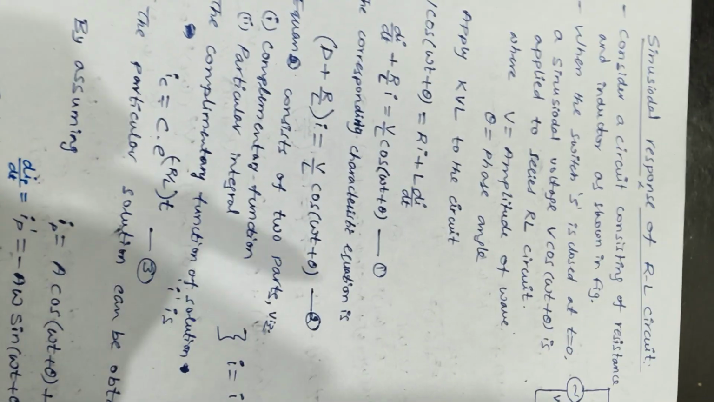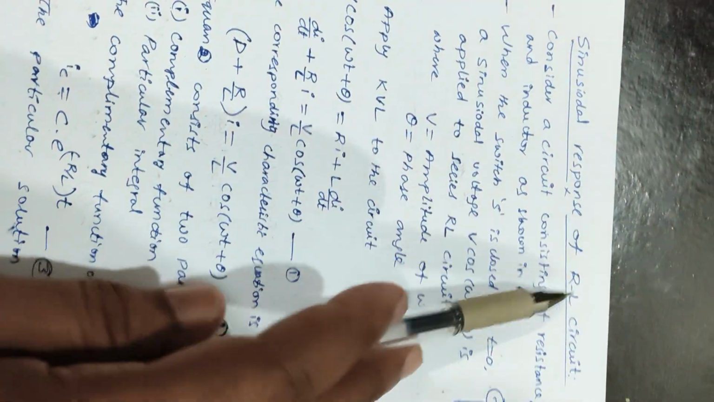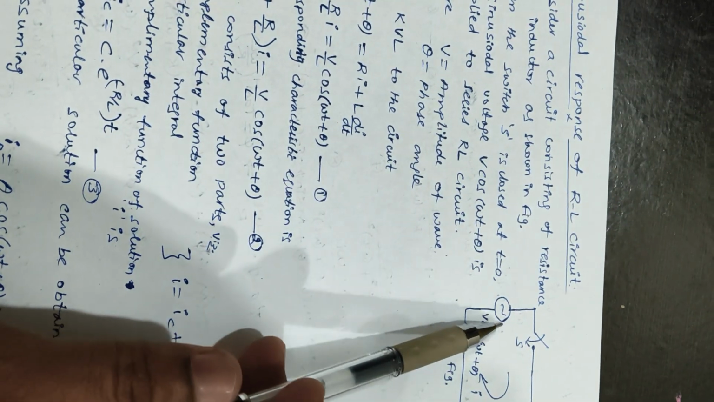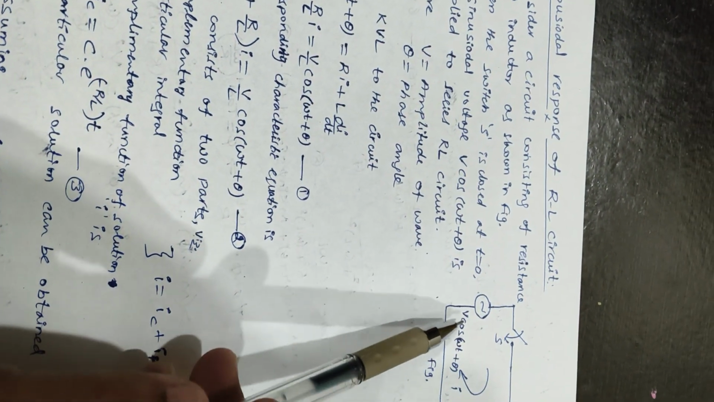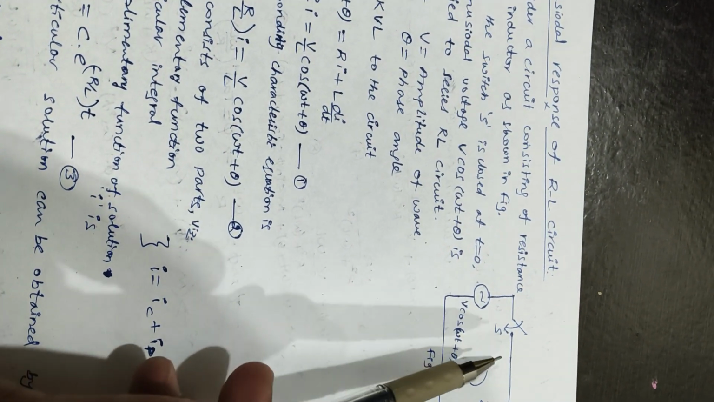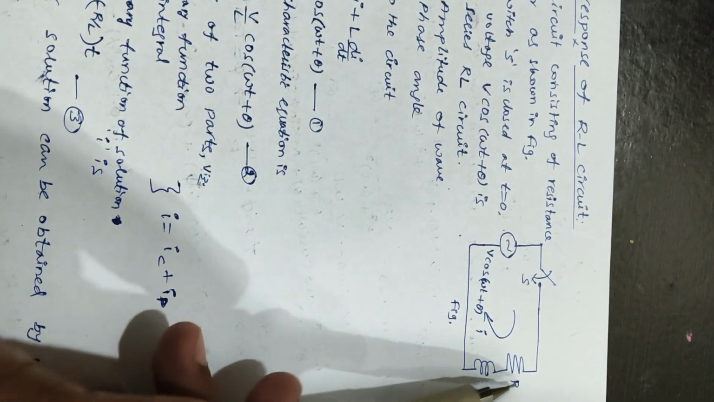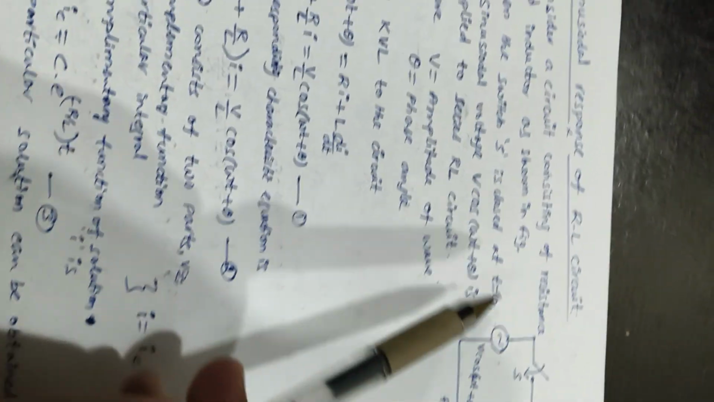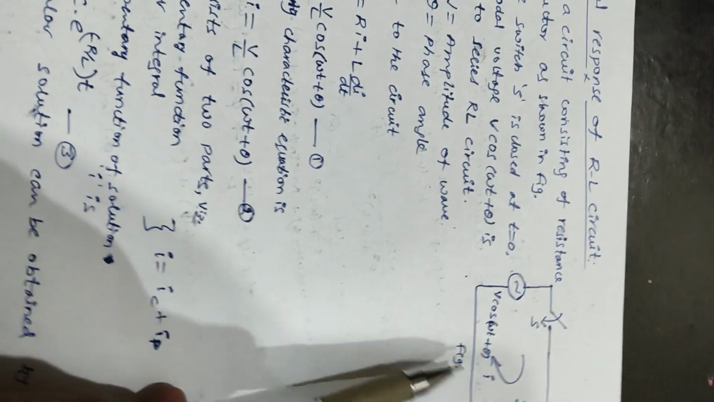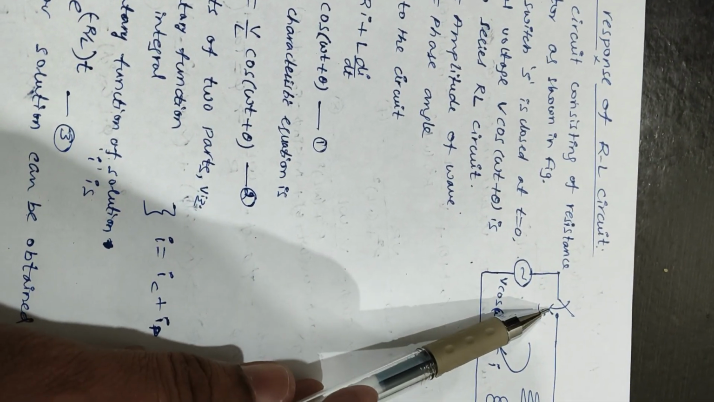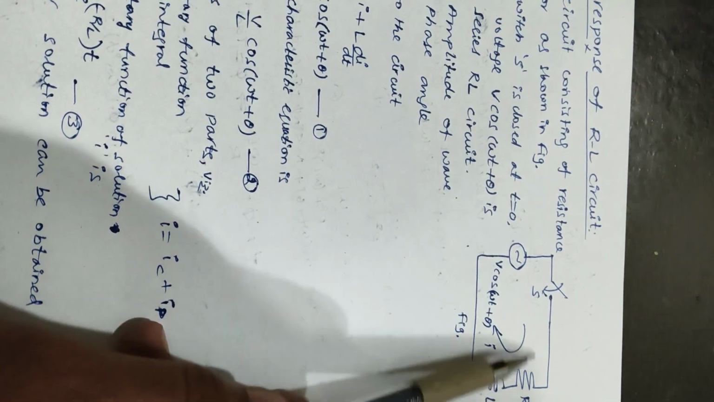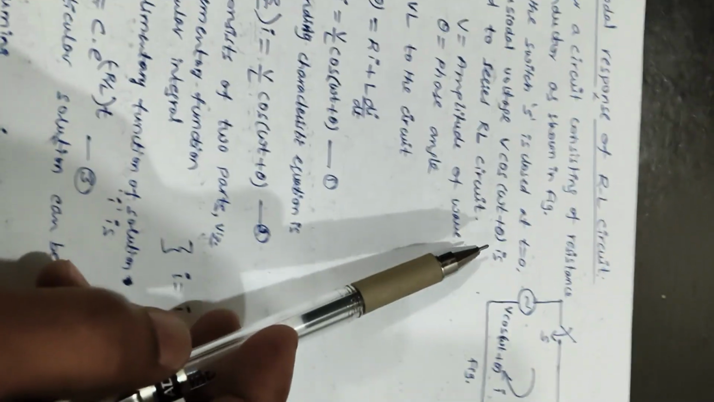Everyone. Today we'll see the sinusoidal response of an RL series circuit. If you apply the sinusoidal AC voltage source V cos(ωt + θ) through a switch S to the RL series circuit, we need to find the response i. When the switch S is closed at t = 0, V cos(ωt + θ) is applied to this RL circuit.